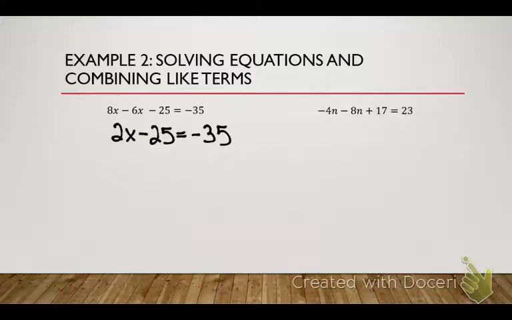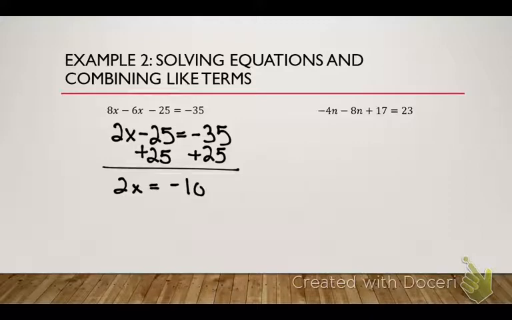2x minus 25 equals negative 35. Okay, what was your first step? What did you do on your first step? Add 25, very good. Add 25 to both sides. Why? Because that's the term that's not connected to 2x, right? You guys see that? Did everybody get that part? Okay, so 2x equals negative 10.